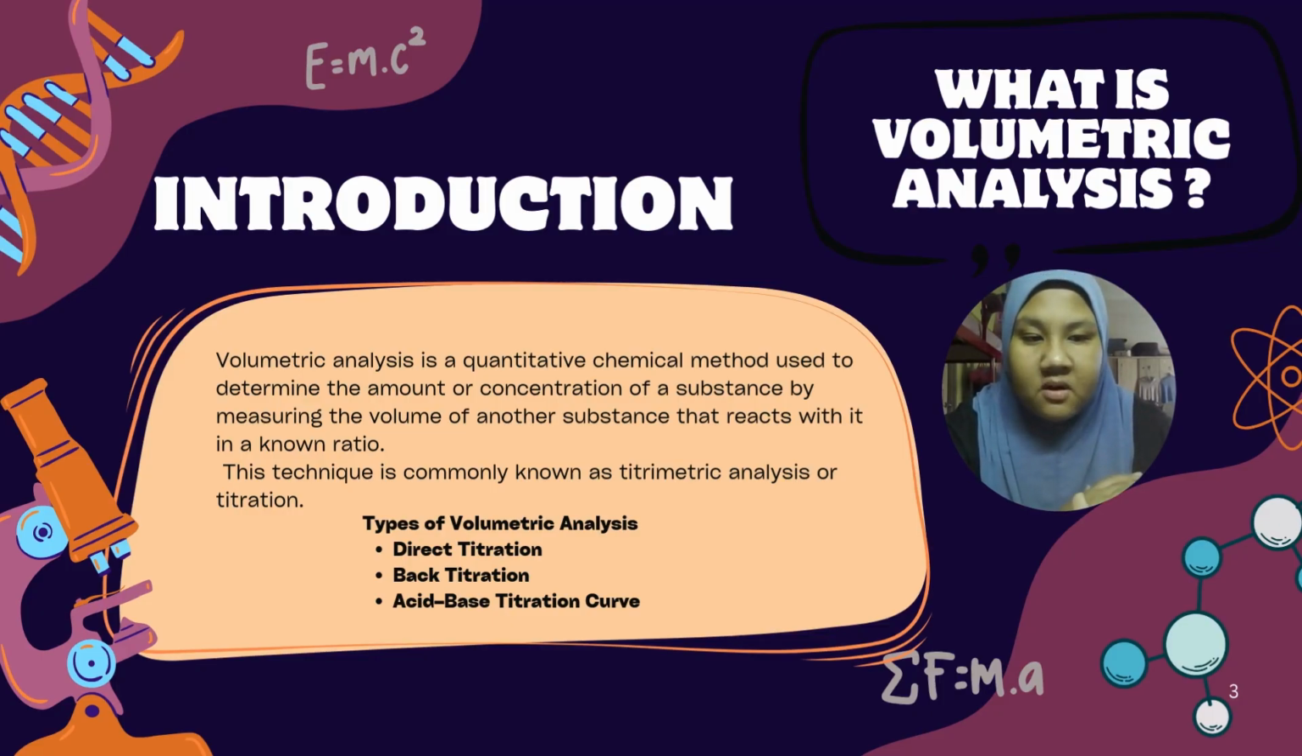There are several types of volumetric analysis, including direct titration, back titration, and acid-base titration curves. So what is volumetric analysis? Volumetric analysis works by allowing a solution of known concentration, called the titrant, to react with a solution of unknown concentration, known as the analyte. The reaction continues until the end point is reached, which is usually indicated by a color change. From the volume of titrant used, the concentration of the analyte can be calculated accurately.